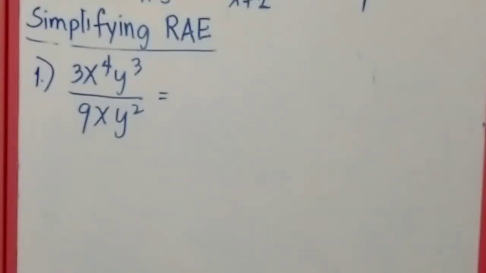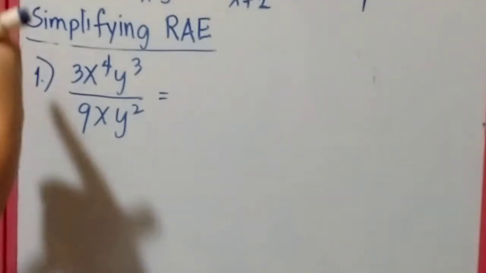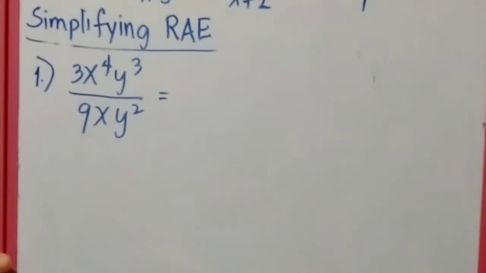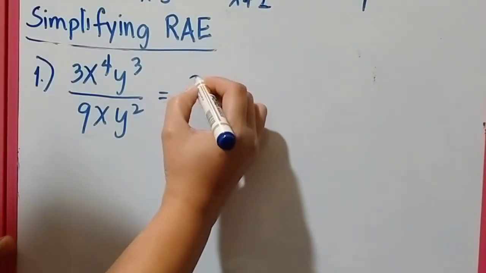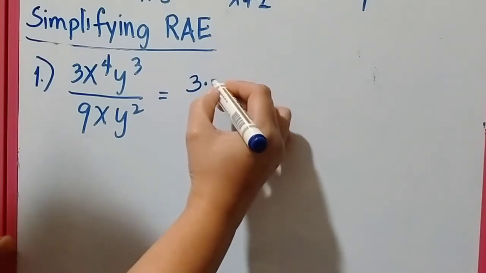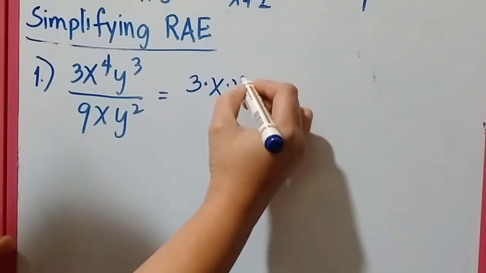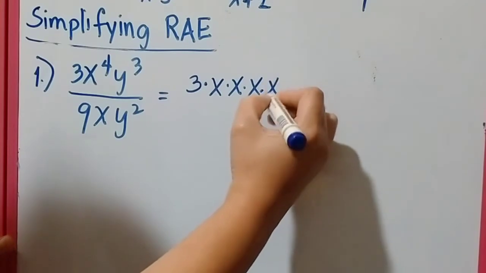Remember that you have to consider factoring before simplifying a rational algebraic expression, just like what we did in simple fractions. We're going to, again, factor both numerator and denominator here. So, I have here 3x to the 4th y cubed, which can be written as 3 times x times x times x times x.